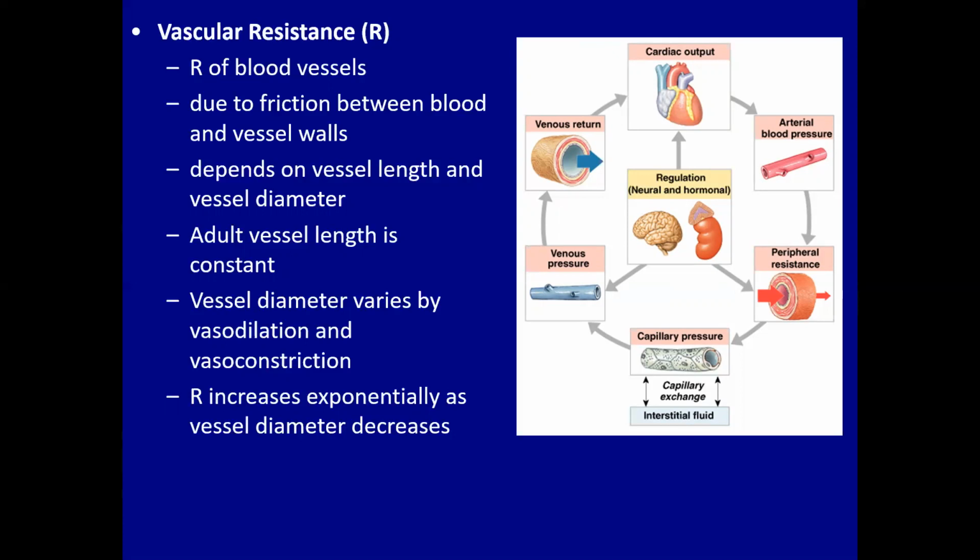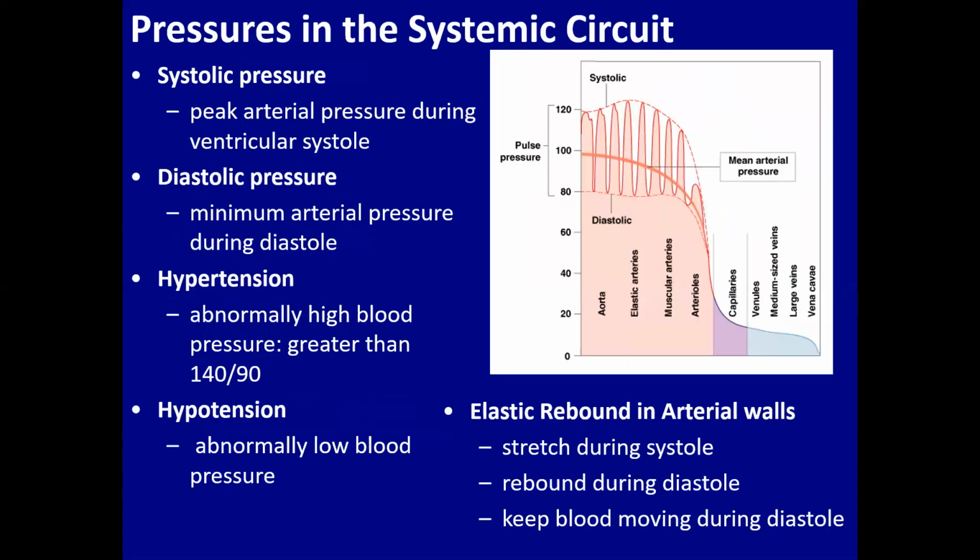So resistance is going to increase as the diameter decreases. And what happens as we go from arteries to arterioles to capillaries? We're decreasing the vessel diameter. Okay, just look at the picture. When you look at this picture, we're looking at millimeters of mercury here, right? And we're looking at from the aorta all the way back to the vena cava, right?